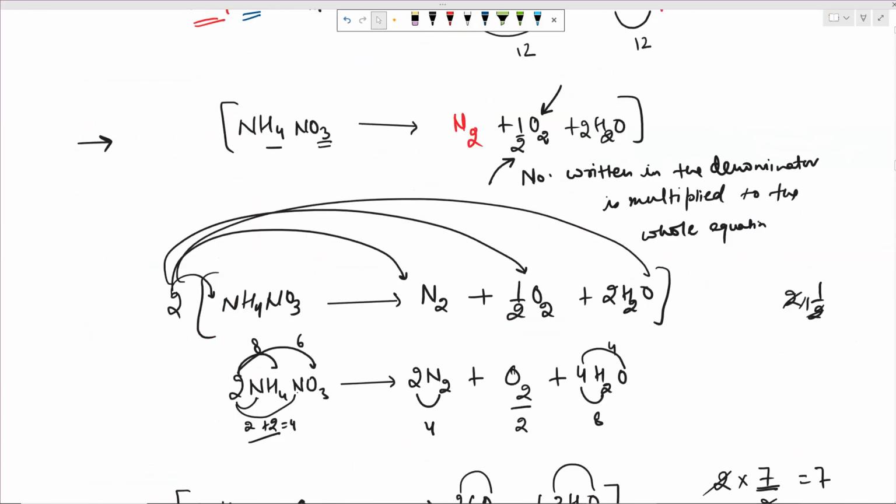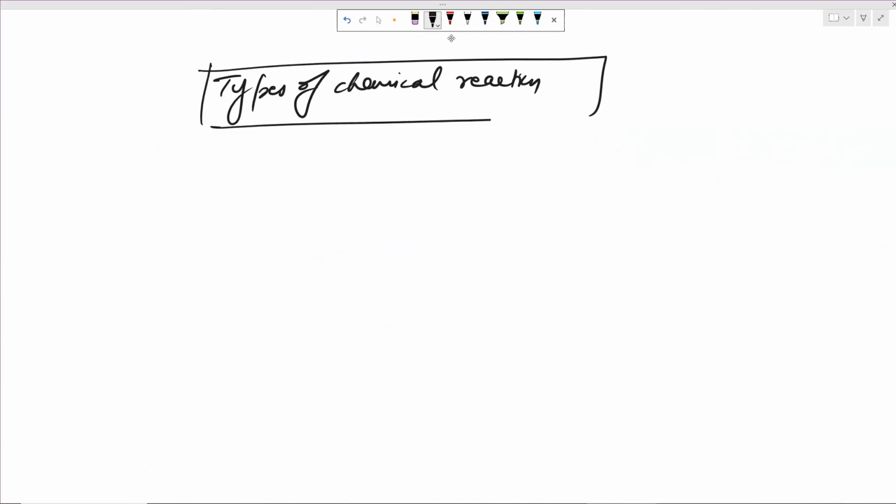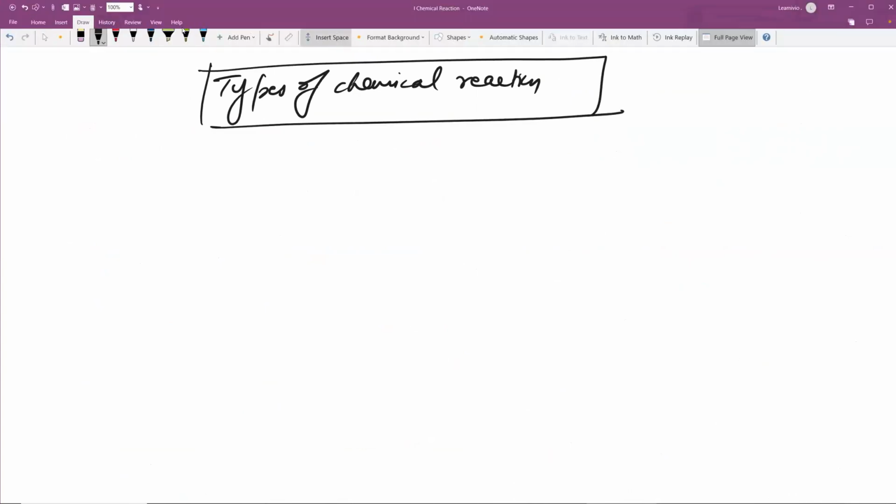Today we will learn the types of chemical reactions. Okay. Today's topic is types of chemical reactions. Note it down, please. Types of chemical reactions on the basis of the energy released.